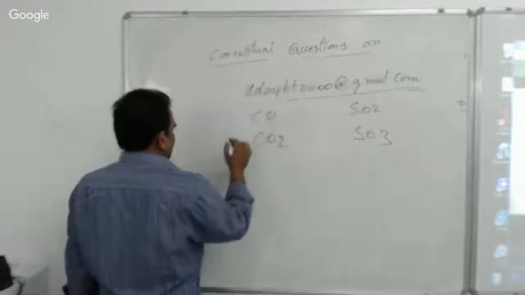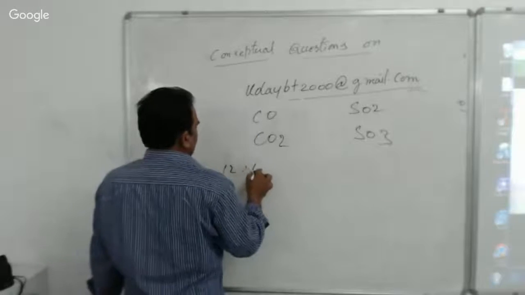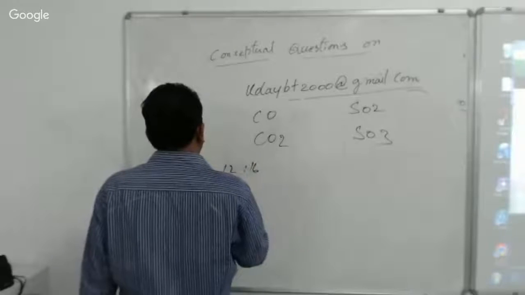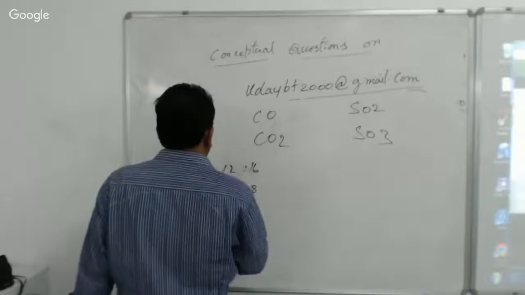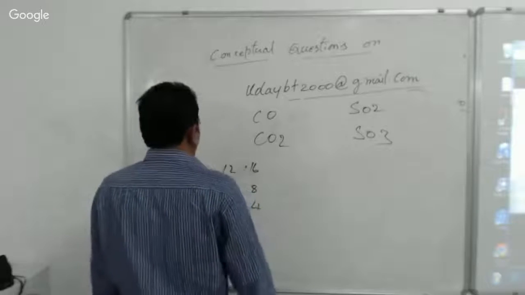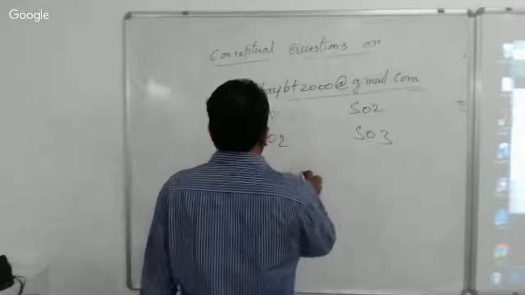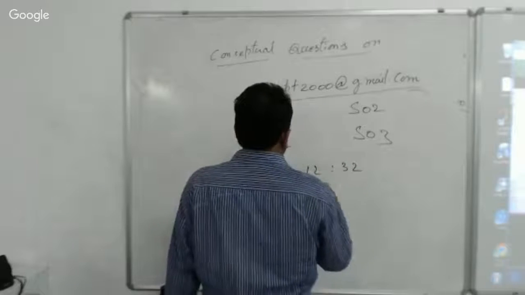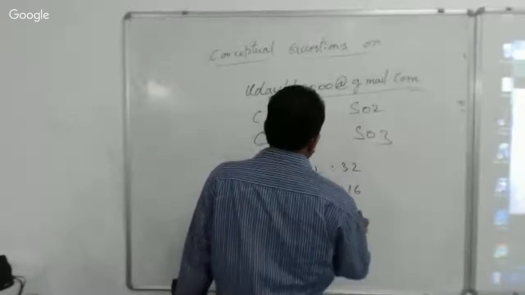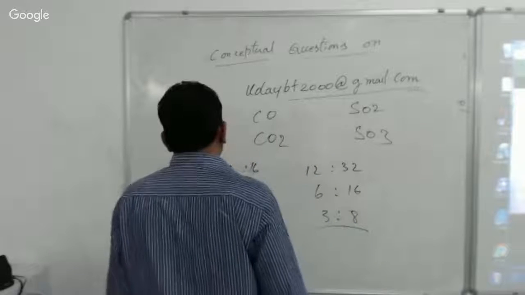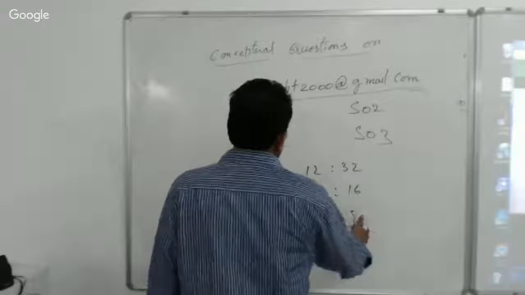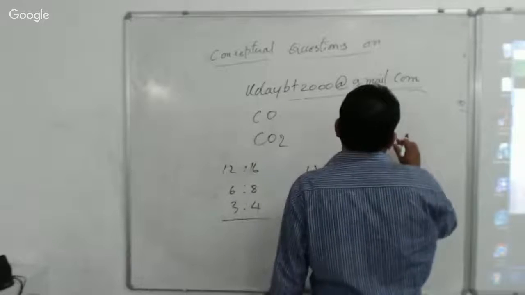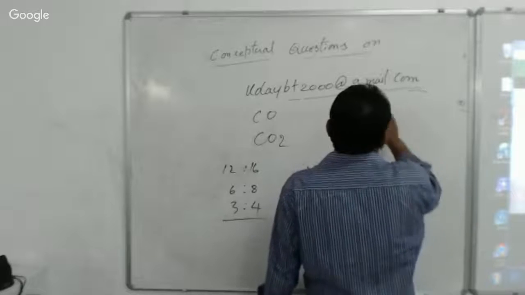Carbon to oxygen in carbon monoxide is 12 to 16, since the oxygen atomic weight is 16 and carbon is 12. 12 to 16 is 6 to 8, which is 3 to 4. So it's a simple ratio. In the same manner, in CO2 it is 12 to 32, which is 6 to 16 and 3 to 8. Again, it's a simple ratio. Here it is 3 to 4, here it is 3 to 8. Right? In the same manner, if you look at the sulfur oxides, sulfur is 32, and oxygen is also 32.